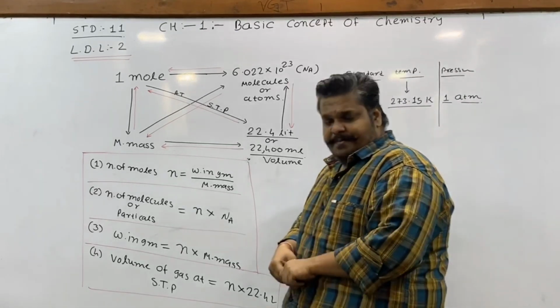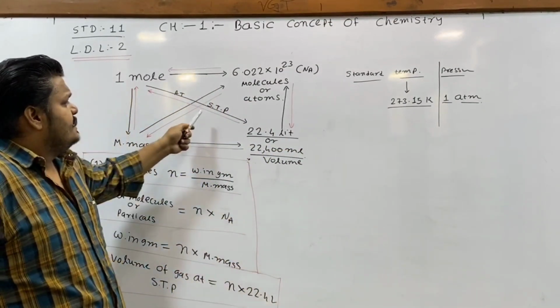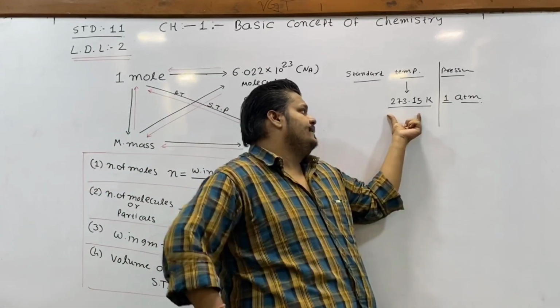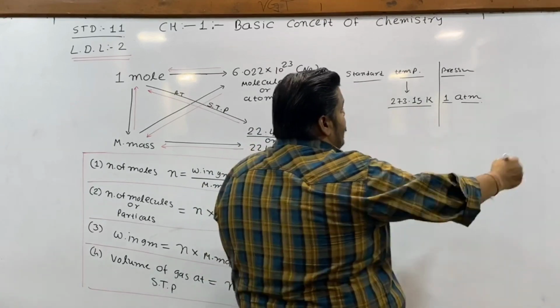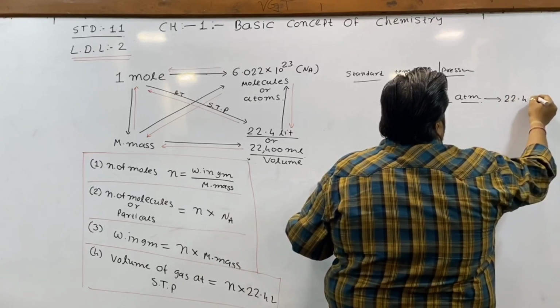Okay, you have copied this. We will move further. As mentioned, standard temperature and pressure means the temperature should be 273.15 Kelvin and the pressure is 1 atmospheric pressure. Then the volume occupied by the substance is 22.4 liter.